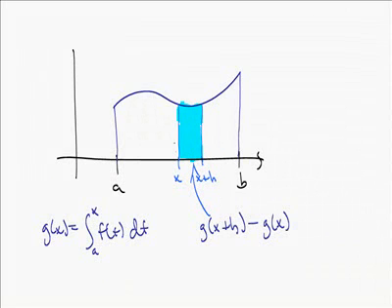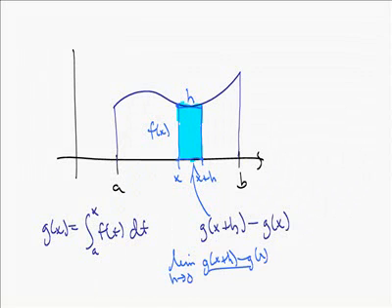Okay, well, that's approximately equal to the area of this rectangle. We could think of it as having a height of f of x, because remember that's what our function is here. F of x is the height of this rectangle, and a width here of h. And so you can see then that if we take the limit as h approaches 0 of g of x plus h minus g of x, divided by h, well, that's the definition of the derivative of g.